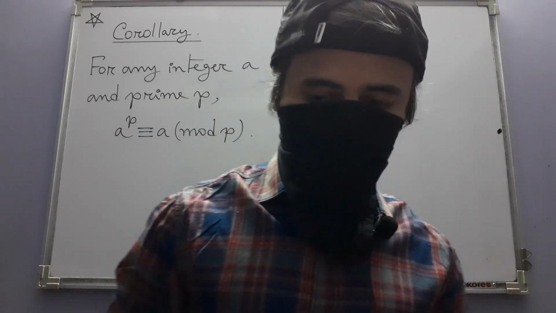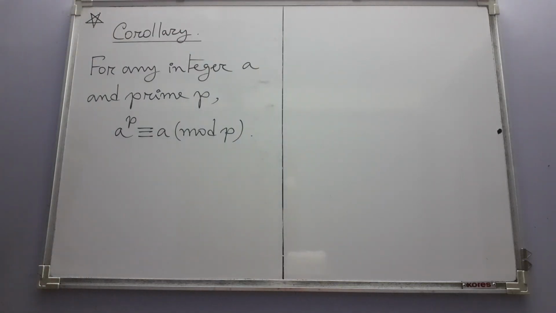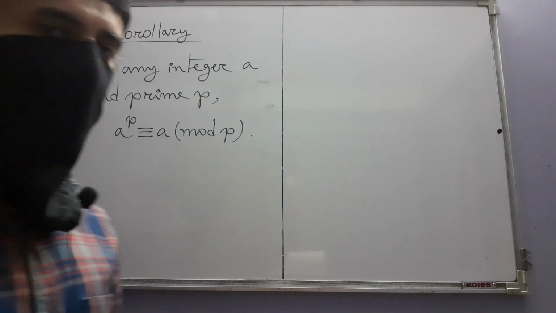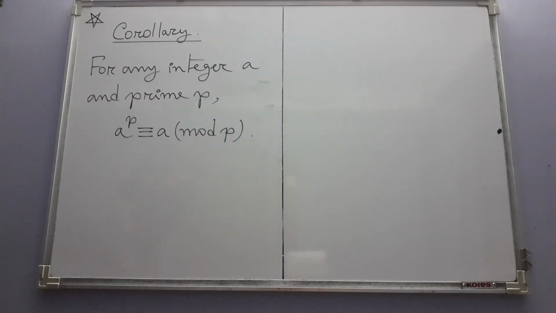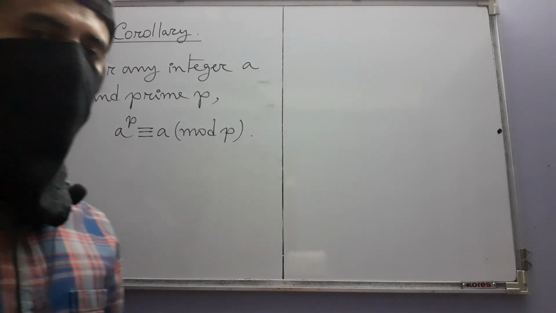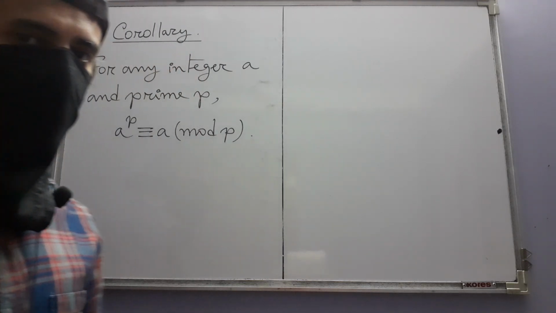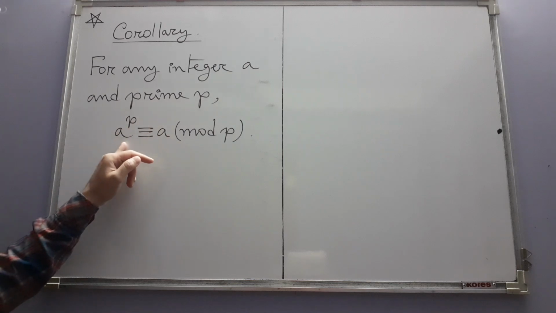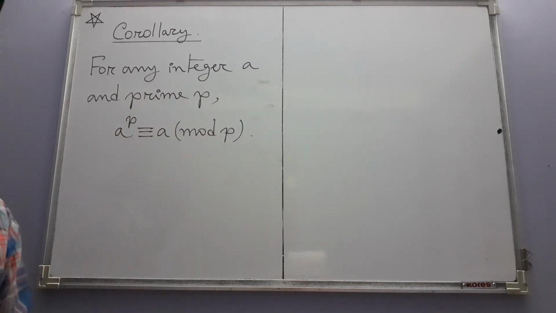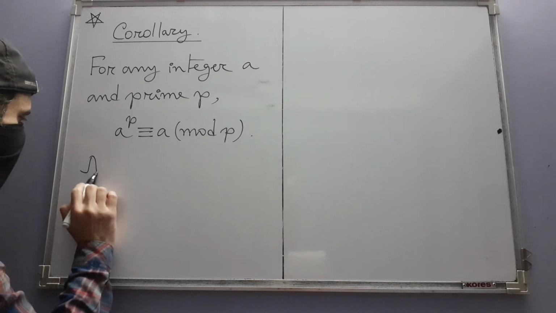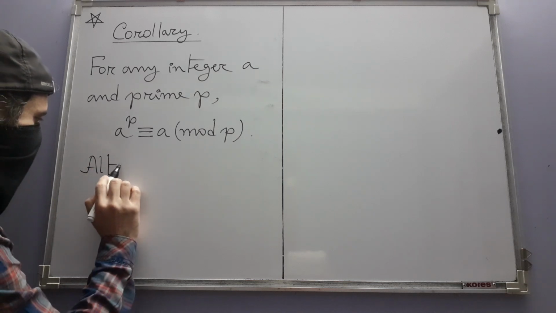Okay, so let's see this corollary. Actually, we have already proved this, but now we are going to see an alternate proof which uses the binomial theorem and induction. So, as usual, a is any integer and p is a prime number. Then we have to prove that the pth power of a is congruent to a modulo p. So, this is an alternate proof.